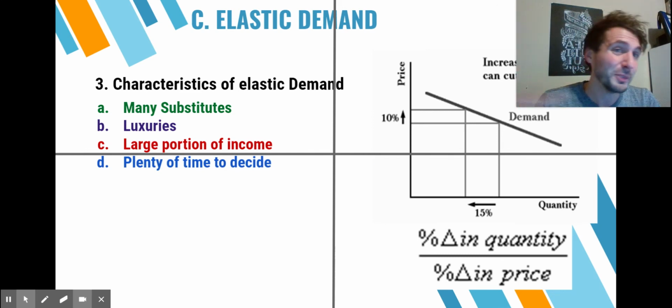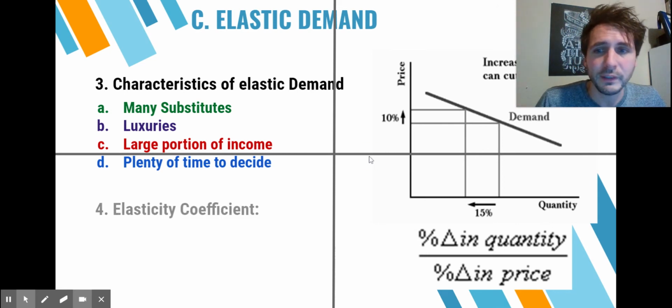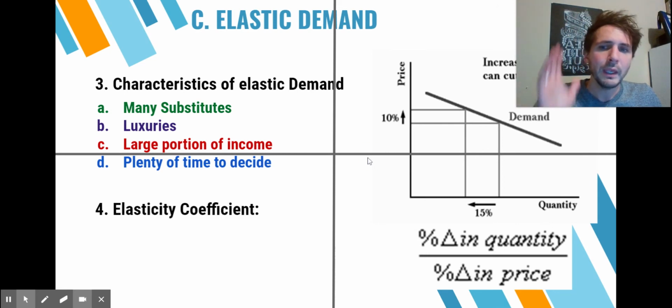You're like, you know what? I don't need it now. I can wait. It's not like gasoline. I need that right now. And so I can wait. And if the price goes down, I'm going to buy it. And if the price goes up, I'm not going to buy it. Goods that are very sensitive to a change in price.